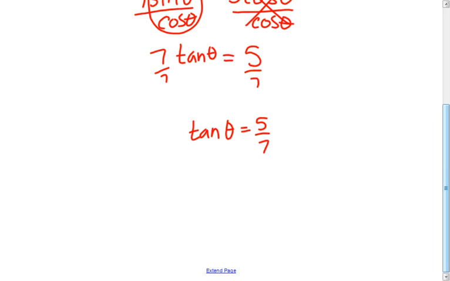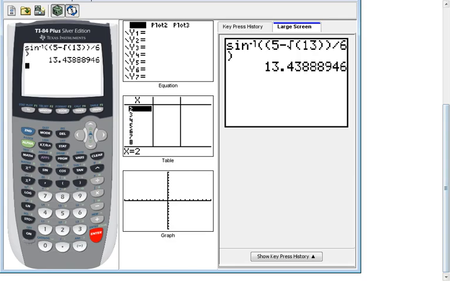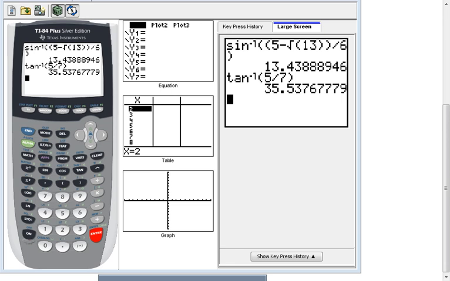Okay, if you look at your unit circle, there are no coordinates where tangent is 5/7. So you're going to go to your calculator and you're going to input inverse tangent of 5/7. Your calculator will spit out an answer, but remember you need to find its partner when you do that. So second tangent, 5/7 gives you 35.54 degrees. So 35.54 degrees.